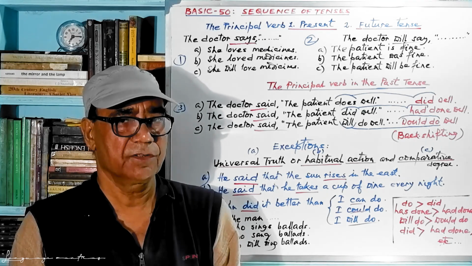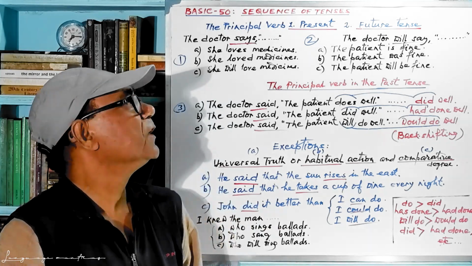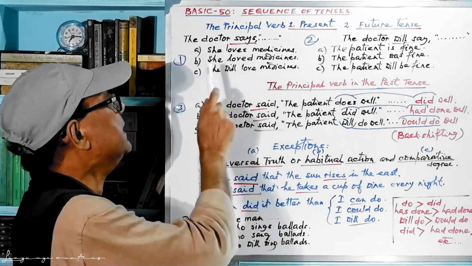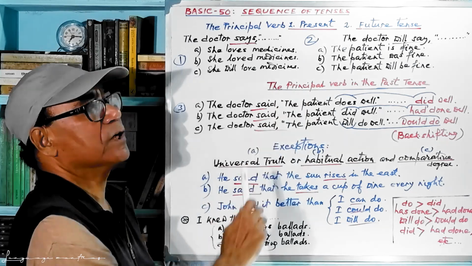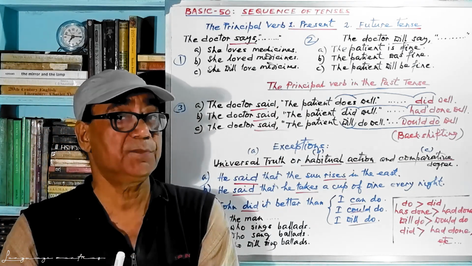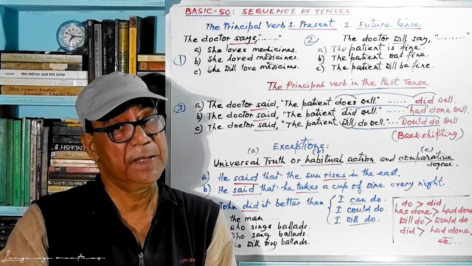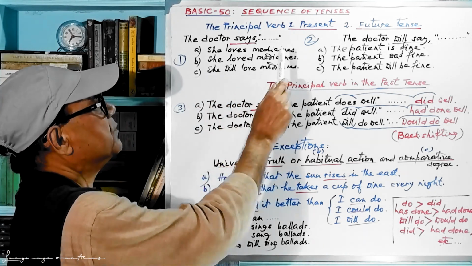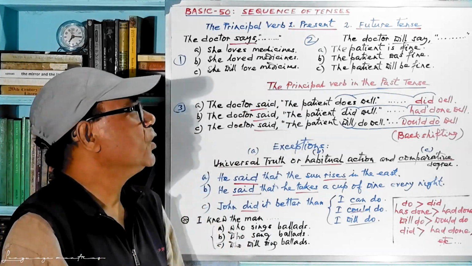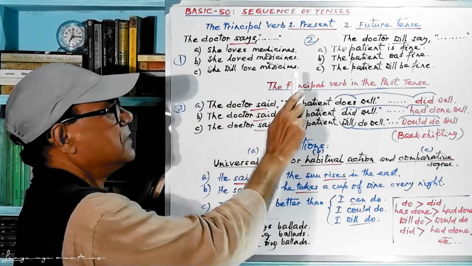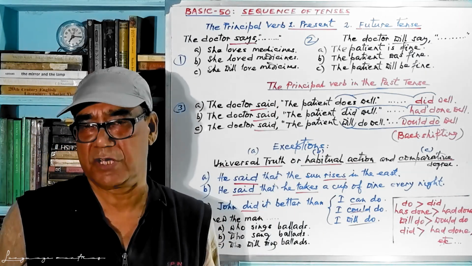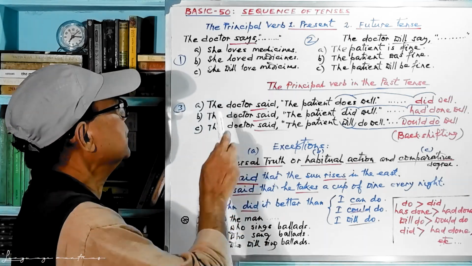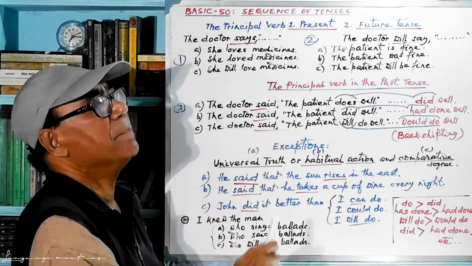Is there any change? No. The verb remains the same. The doctor says, here also, she loves medicines. This is the principal clause and this is the subordinate clause. You see, there is no clash between the subordinate clause verb and the principal clause verb. The doctor says she loves medicines. Come to the past tense. The doctor says that she loved medicines. Again, there is no confusion. Again, there is no clash. It goes well. The doctor says that she will love medicines.